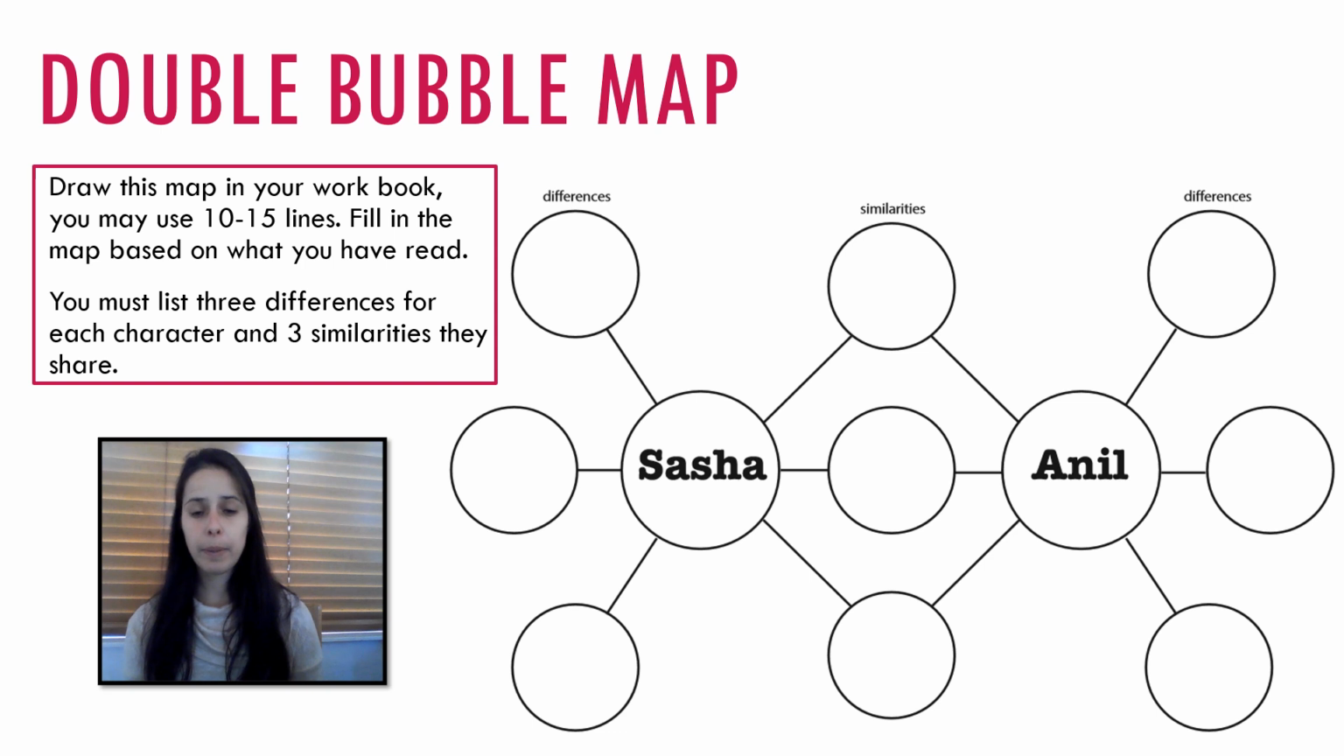So what I do recommend is that you draw your double bubble, add in the two characters' names, then go back to the story, pause the video and fill it in like that once you've got it down, because that's going to be a bit easier. Okay, good luck, work hard, and I really hope that you like this activity.